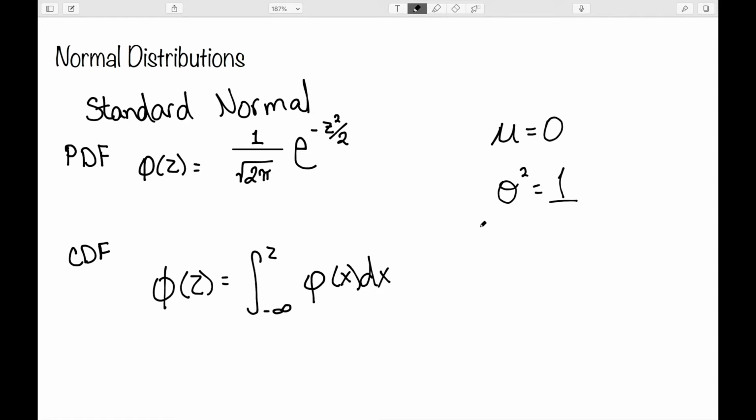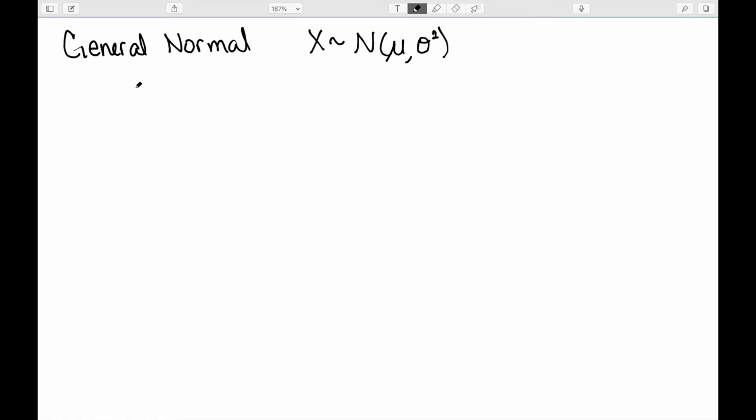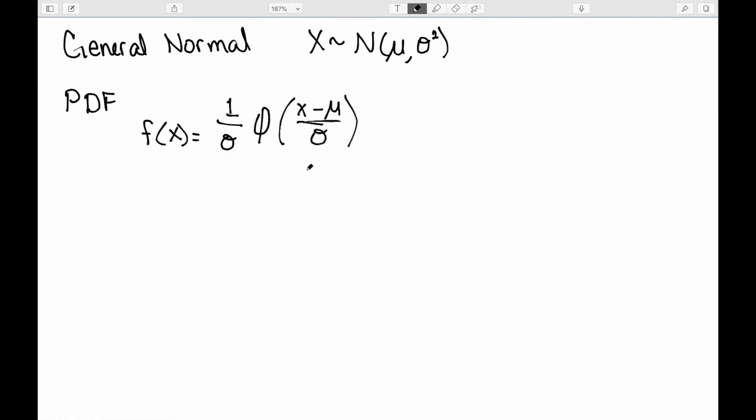So let's look at the general normal distribution. The general normal distribution, this is denoted by X, is N of mu comma sigma squared. So it's the mean and the variance. The PDF is given by 1 over sigma, so the standard deviation, the square root of variance, times phi of x minus mu over sigma, where this phi is the PDF of the standard normal distribution.